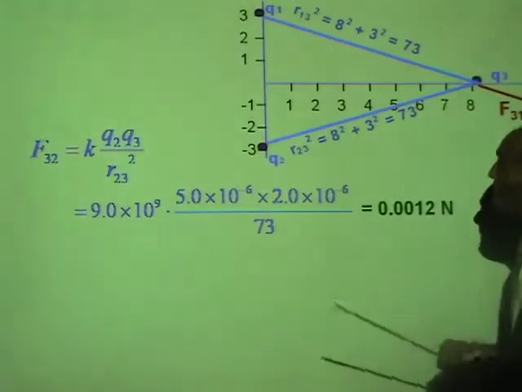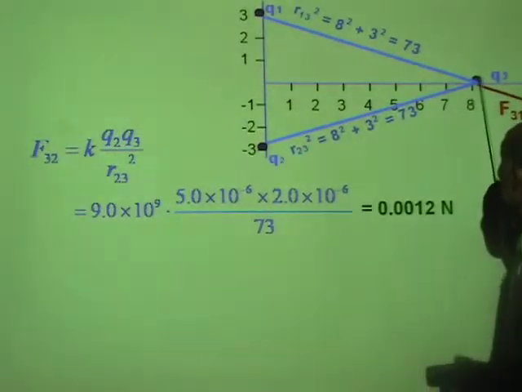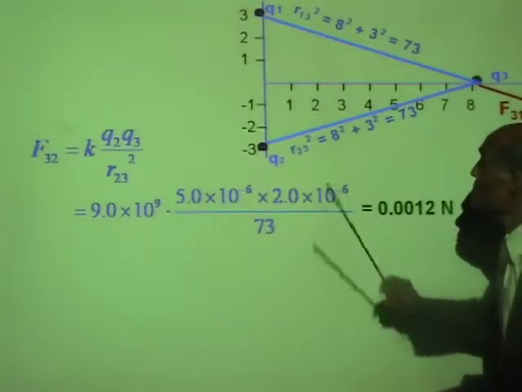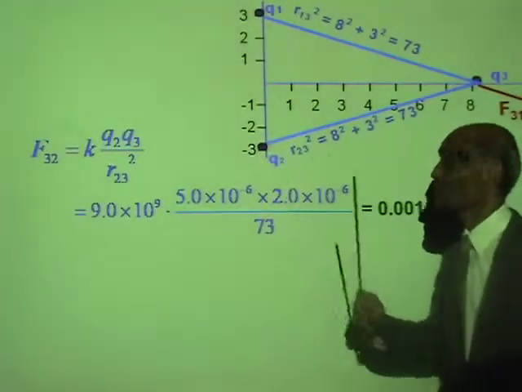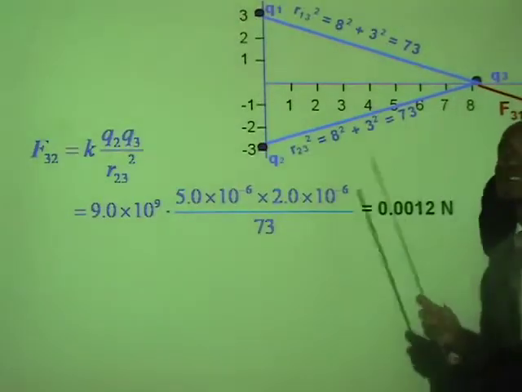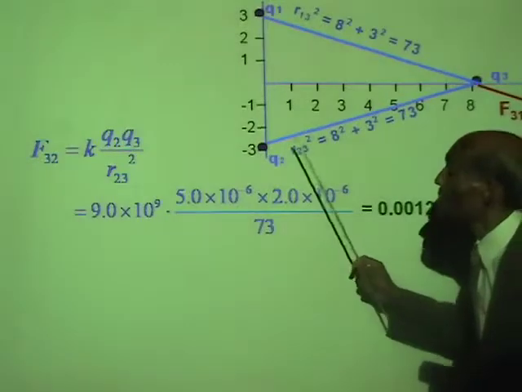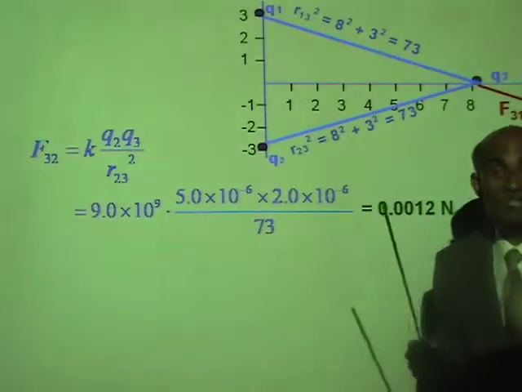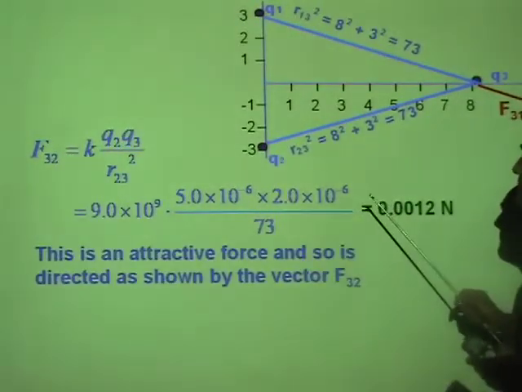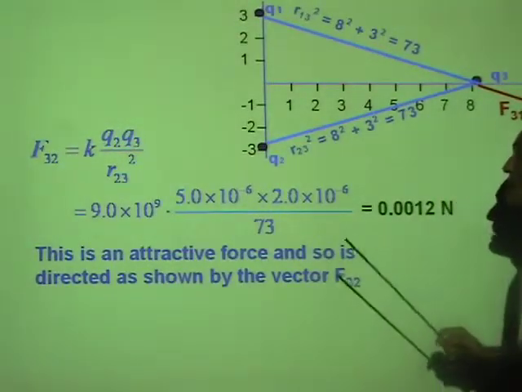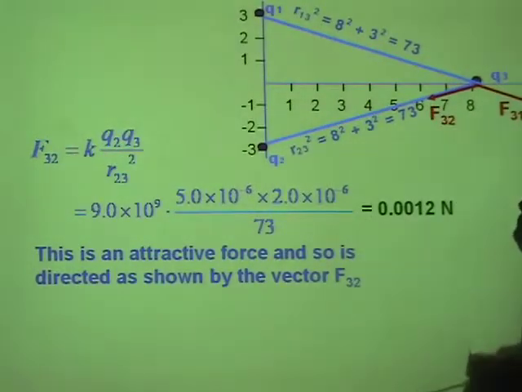What is the direction of that force? Anybody tell me? What is the direction of the force on Q3 by Q2? If you remember, Q2 is a negative charge and Q3 is a positive charge. So the force on Q3 by Q2 will be a force of attraction. The force will be directed towards Q2. This is an attractive force and so is directed like this. That will be F32.